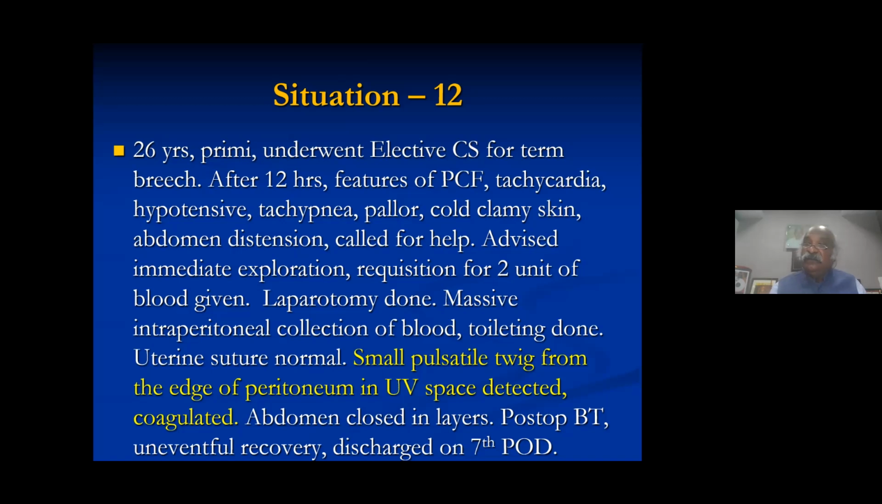The surgeon usually doesn't close the peritoneum, they leave the peritoneum, the visceral as well as the parietal peritoneum, and do a single layer suture. That was the philosophy of that particular surgeon. I respect that, but when I found the small pulsatile twig, and the uterine wound was absolutely normal and hemostatic, I just coagulated, arrested the bleeding, and closed the abdomen in layers, and the patient had an uneventful recovery.